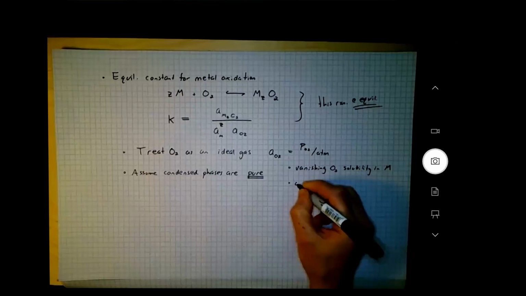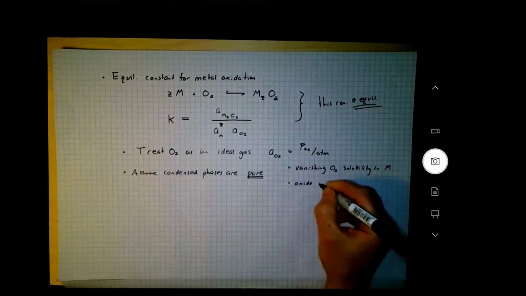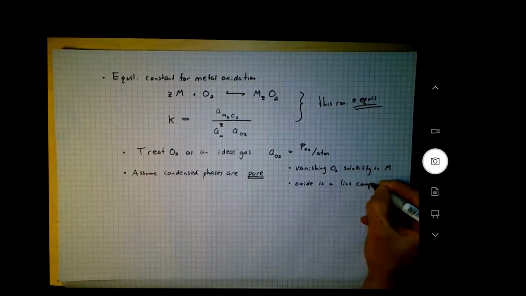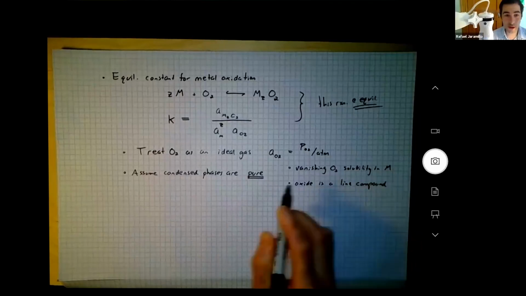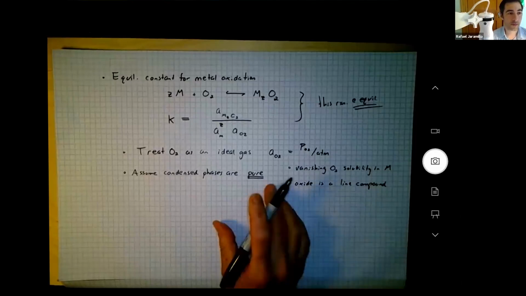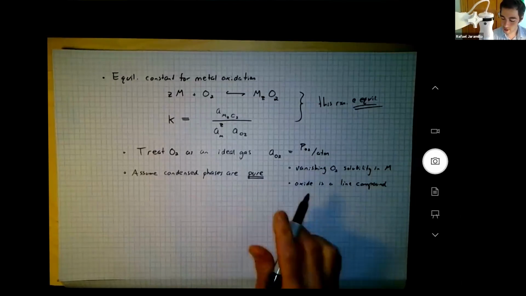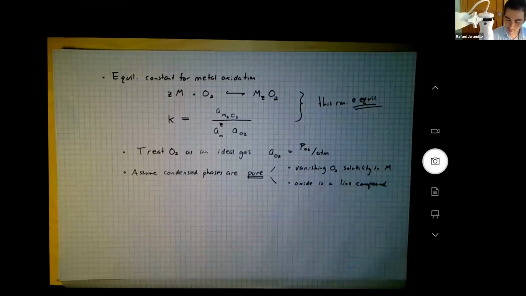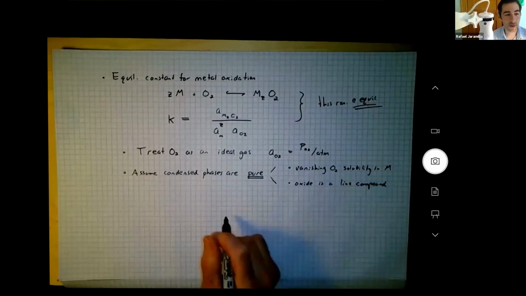Line compound? Yes. Right, it's a pure oxide, meaning its stoichiometry is ideal. It's a line compound. It doesn't deviate from that. So if we can assume that condensed phases are pure, what is the activity of a pure phase?